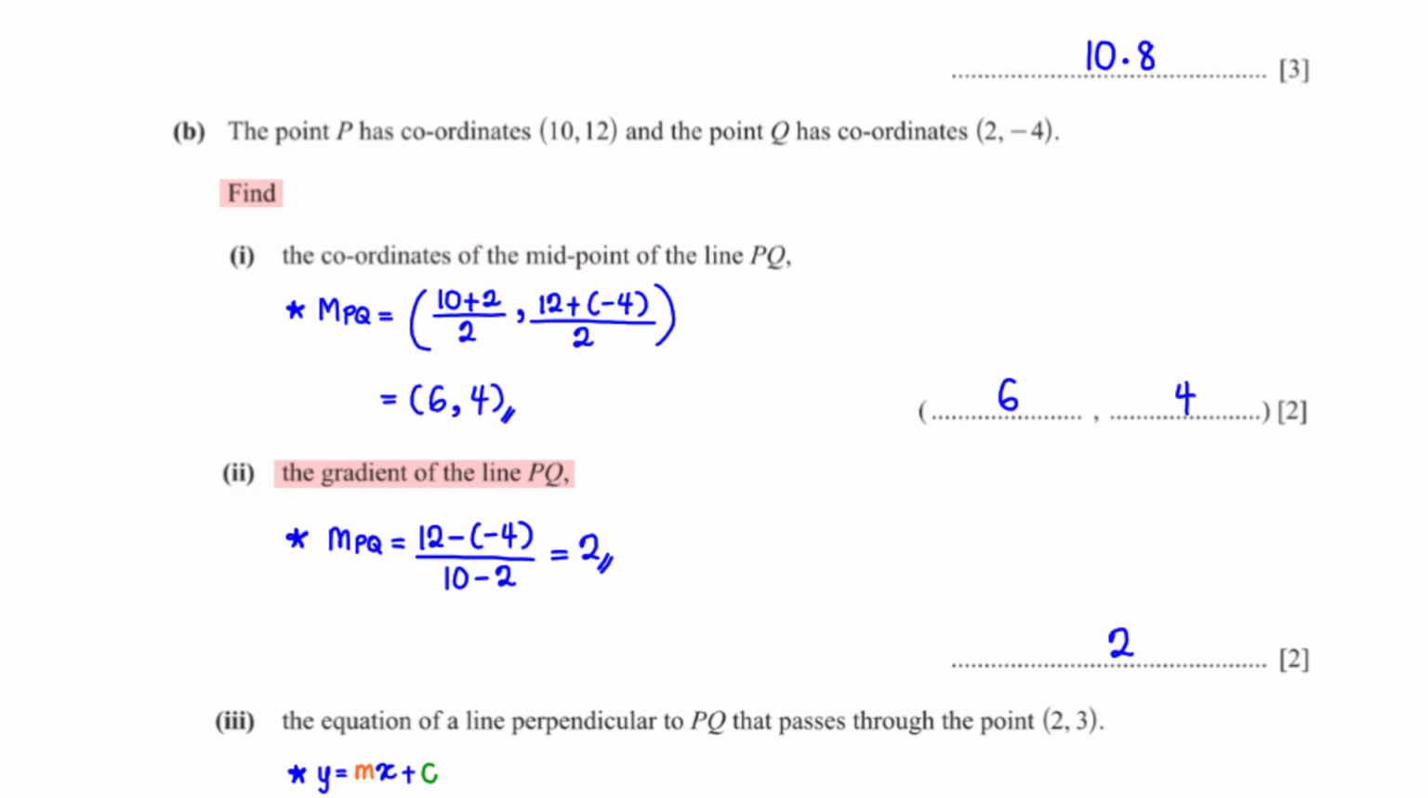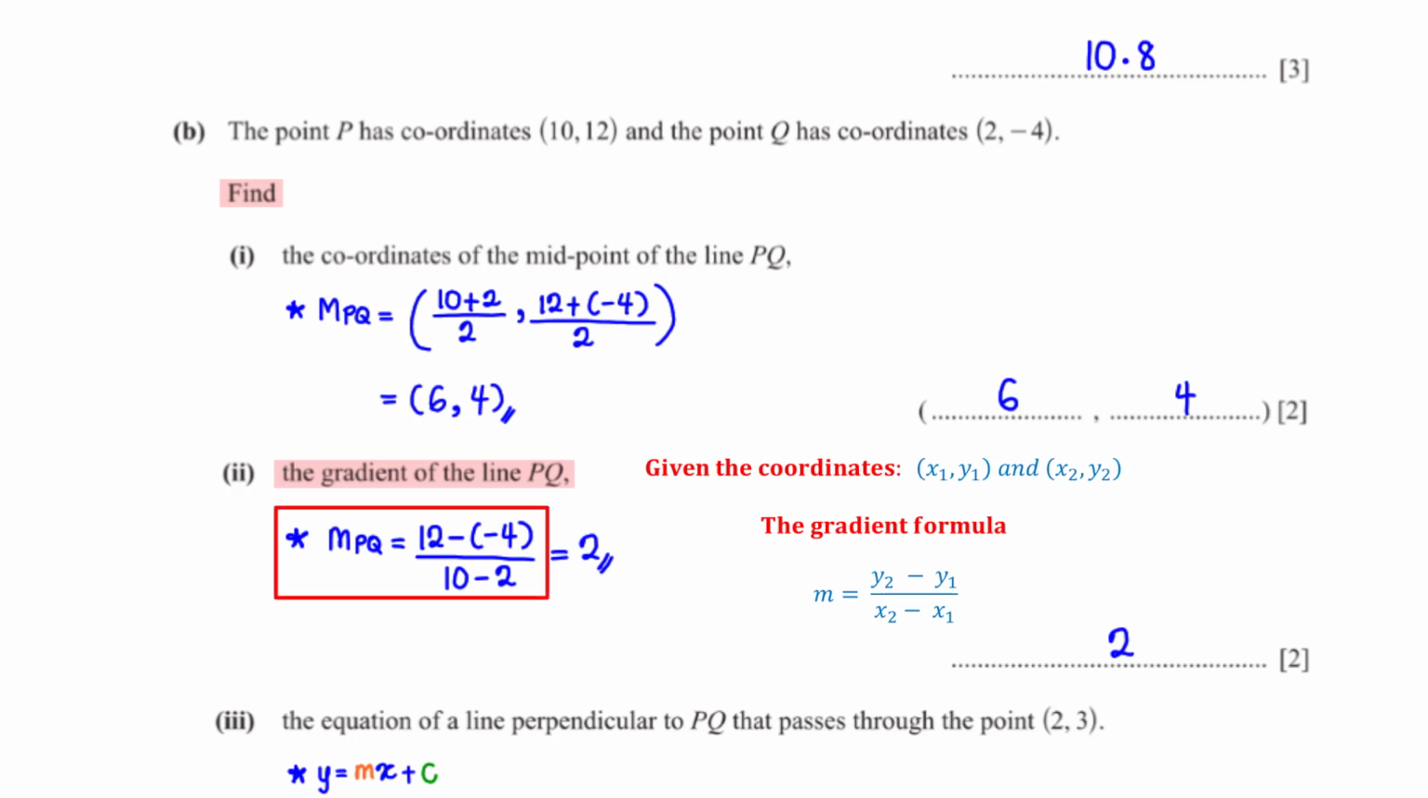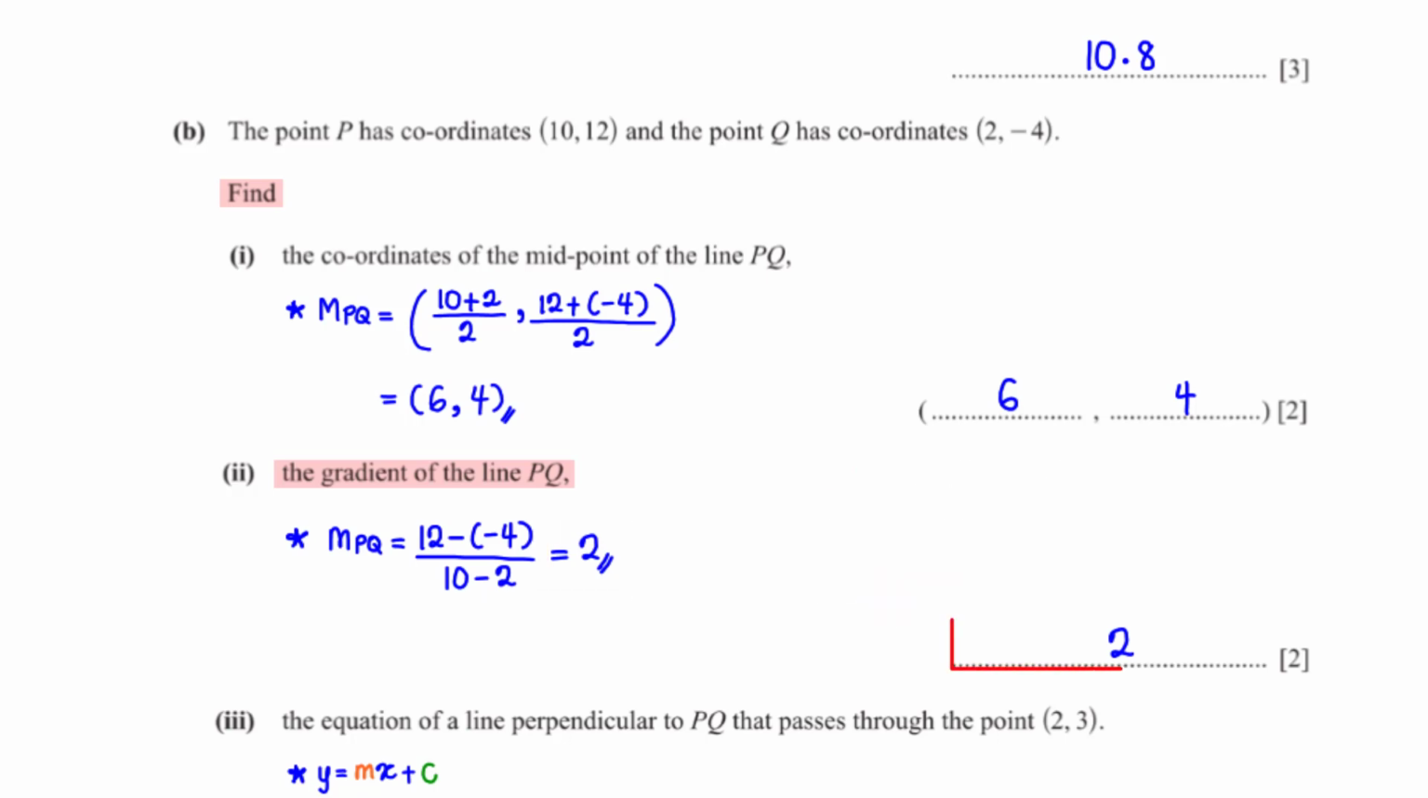Find the gradient of the line PQ. To get the gradient of PQ, we apply the gradient formula, and this is what we get, which is equal to 2.